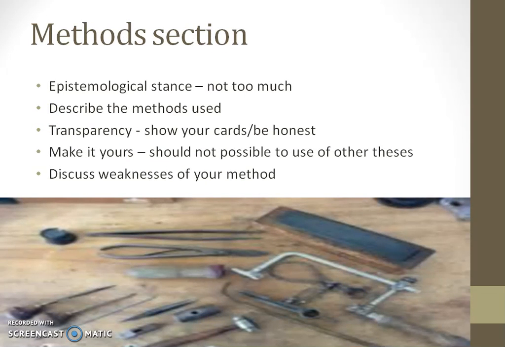The method section is where you present the tools you use to collect data. It can have an epistemological stance, a philosophy of science. This should not be too long, and it should definitely not be some long confession about why you're a social constructivist or critical realist or neo-positivist. It should be something that relates very much to your research.